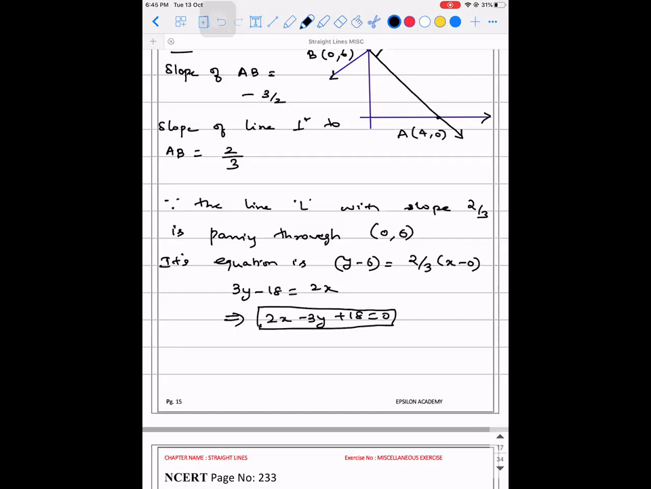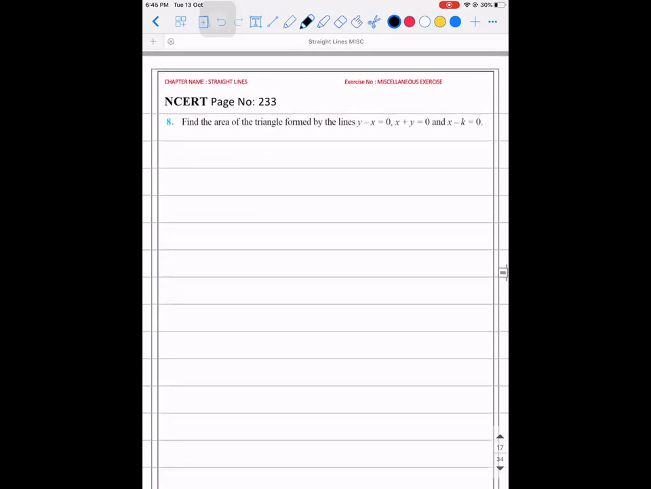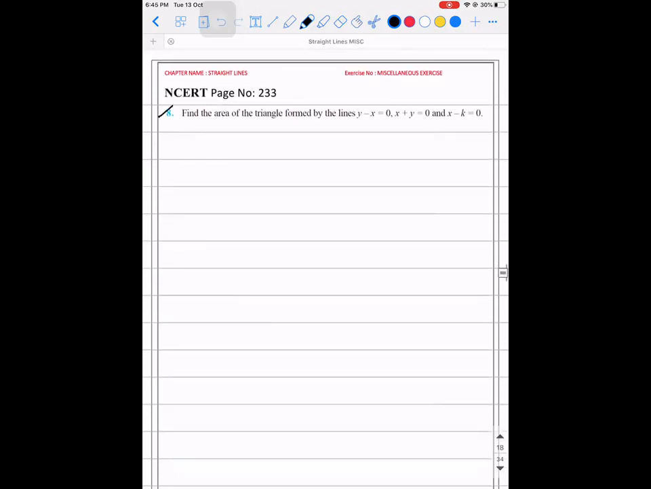Shall I proceed to the next problem? I think Rohan, you told the answer for this problem because here there is k. Yes, sir. So find the area of triangle formed by the lines. So you have a coordinate system like this. You have a coordinate system in this way, right?